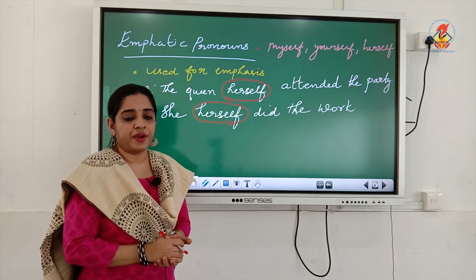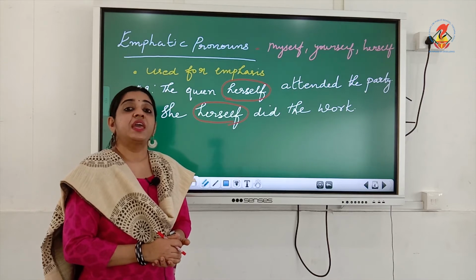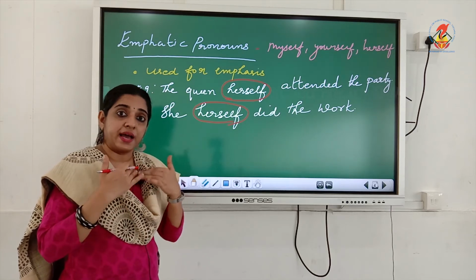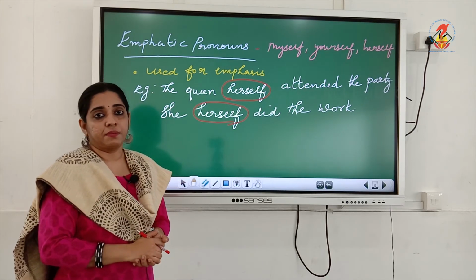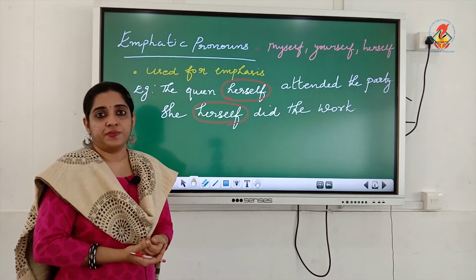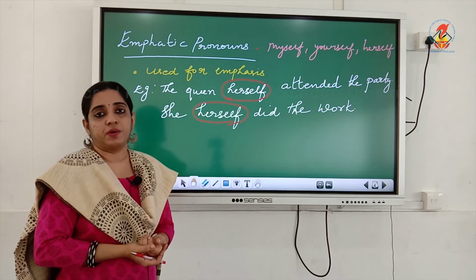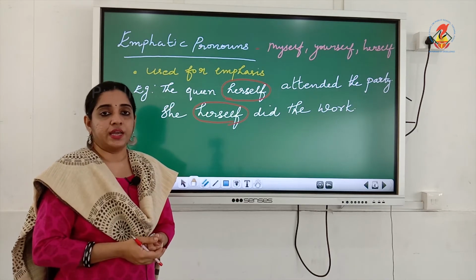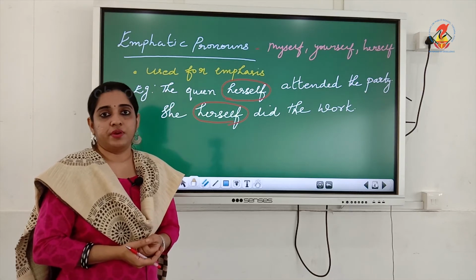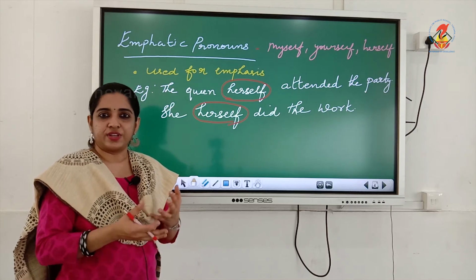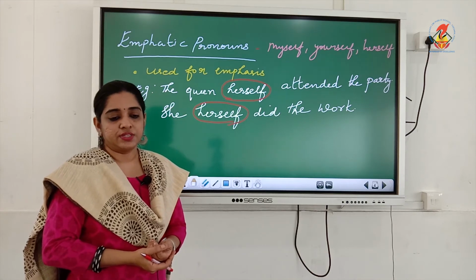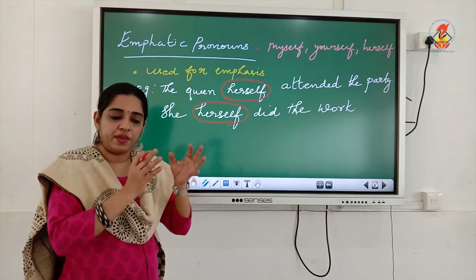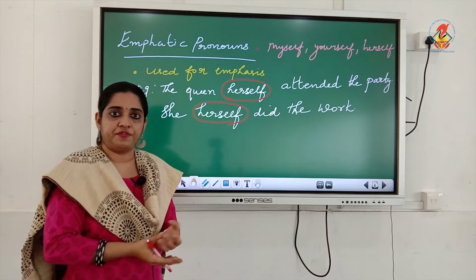You see, emphatic pronouns are used for giving emphasis to the subject, that means you are giving importance to the subject. I myself did the job, that means I am giving prominence or importance to I, the subject. So, that is an emphatic pronoun. Emphasis means giving stress or importance. You see the example, she herself asked me to call you. That means I am giving importance to that subject, she herself.